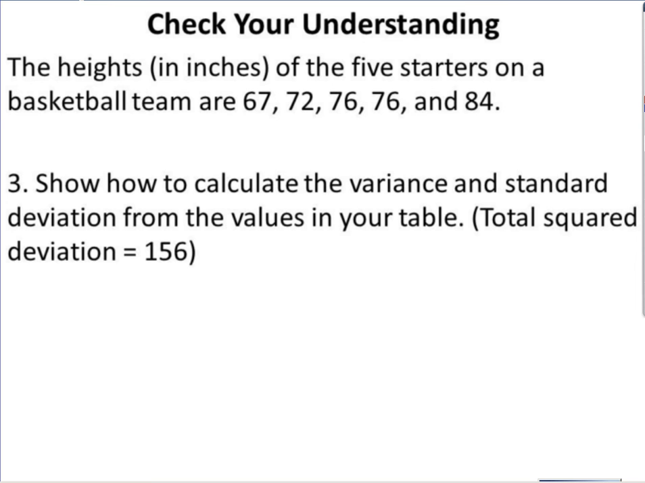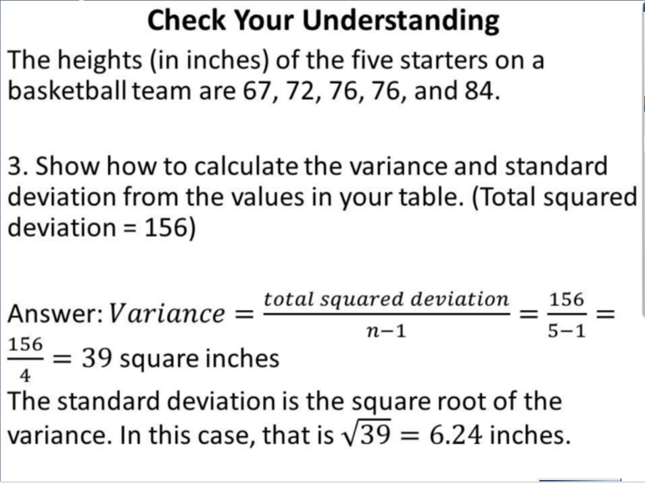Your total squared deviation is 156. So remember, to find your variance, you're going to take your total square deviation and divide it by n minus 1. In this case, this is going to be 156 divided by 5 minus 1, or dividing by 4. And our variance is going to be 39 square inches. To find the standard deviation, you're just going to take the square root of the variance, and the square root of 39 is 6.24 inches.